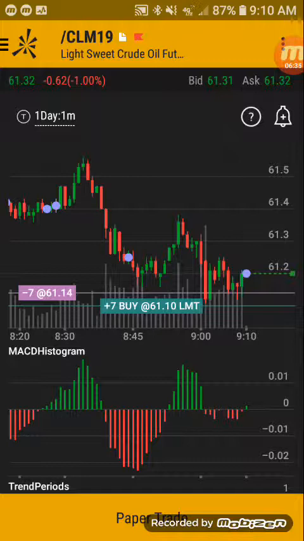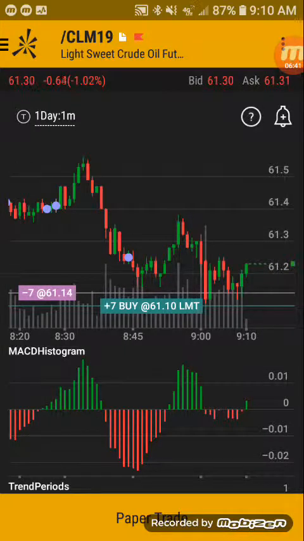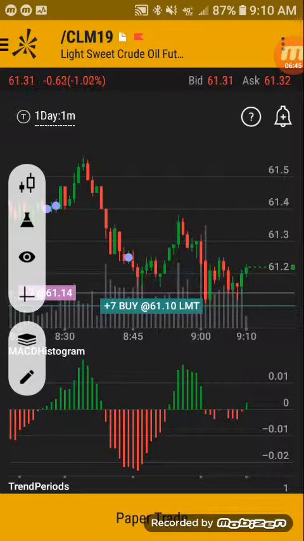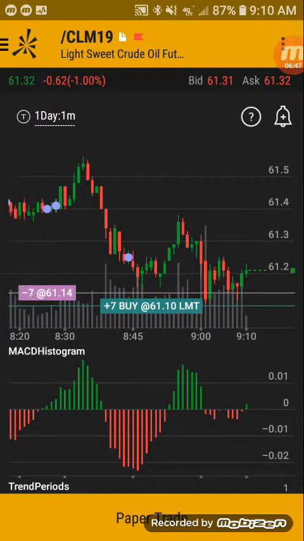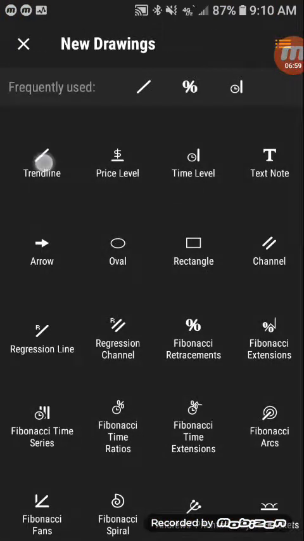As you could see with the cursor, I'm tapping the top of the first peak. Second peak is still dropping, and you got a third peak still dropping. So I'm assuming price is going to continue to drop. Okay. Now we can draw a trend line. You can see, hit new drawing, trend line.